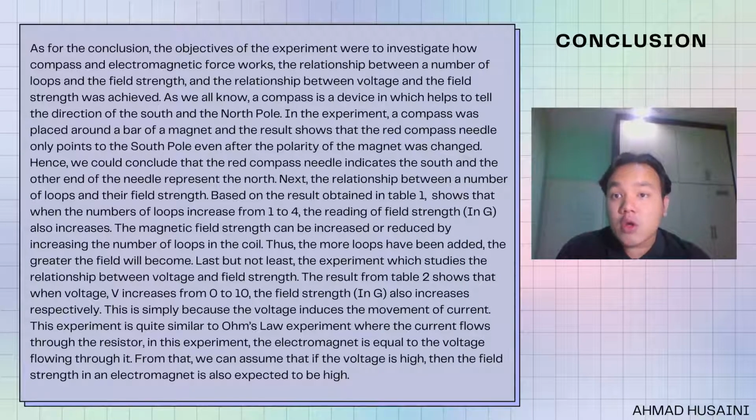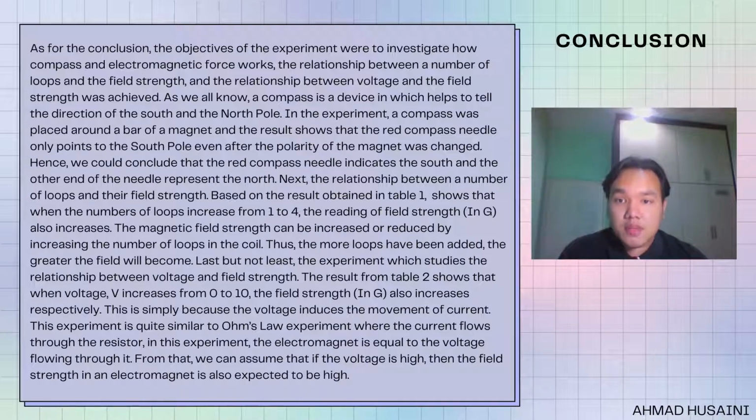As for the conclusion, the objective of the experiment was to investigate how compass and electromagnetic force works, the relationship between number of loops and the field strength, and the relationship between voltage and the field strength, and it was achieved. As we all know, a compass is a device which helps to tell the direction of south and north pole. In the experiment, a compass was placed around a bar magnet and the result shows that the red compass needle only points to the south pole, even after the polarity of the magnet was changed. Hence, we could conclude that the red compass needle indicates the south and the other end of the needle represents the north.